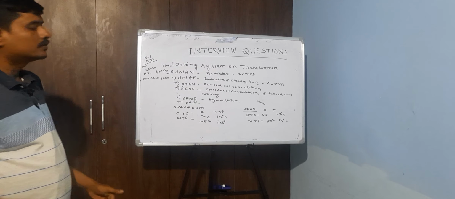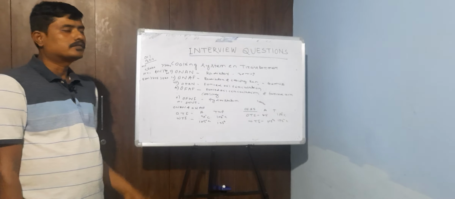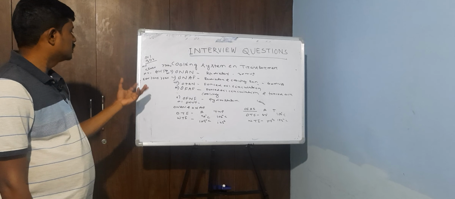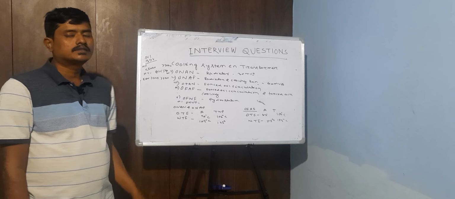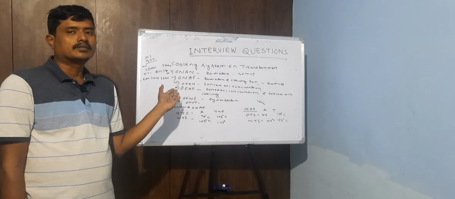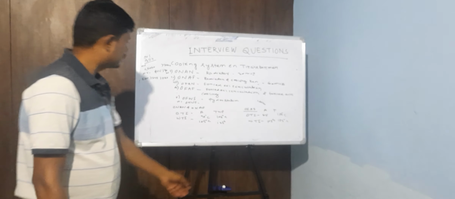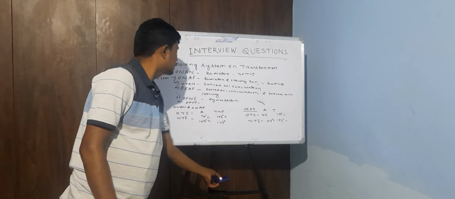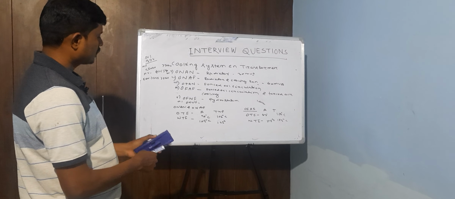When it is high voltage up to 245 kV, the breakdown voltage of oil is 40 kV. When we use EHV, extra high voltage, greater than 245 kV, at that time the BDV is greater than 50 kV. Okay.